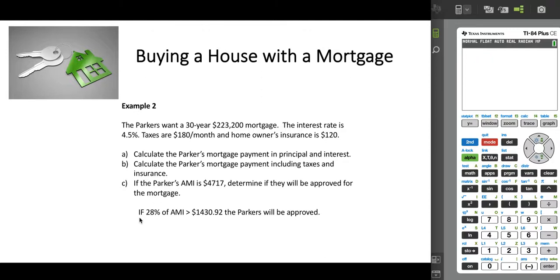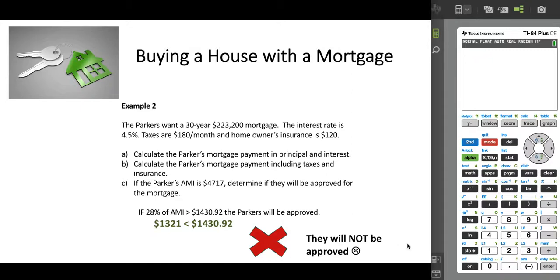Remember, the bank is going to approve them if 28% of their AMI is more than that mortgage payment. But 28% of 4,717 is 1,321. And since 28% of their AMI is less than the mortgage payment, the Parkers will not be approved.